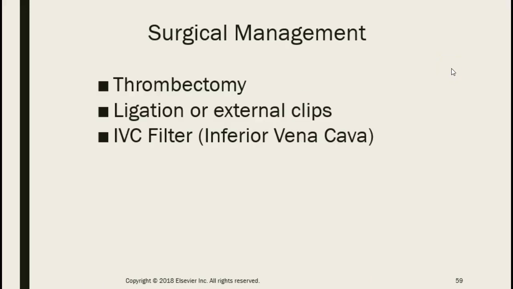Surgical management can include a thrombectomy where they go in and surgically remove the thrombus. They may do a ligation or use external clips. And then we often see an IVC filter, which stands for an inferior vena cava filter. They will go in through the groin and place this IVC filter in the inferior vena cava. Its purpose is that if there are any clots developing, it would capture and contain them in that filter before the clot could go to the heart or to the brain. So those are surgical management if needed.